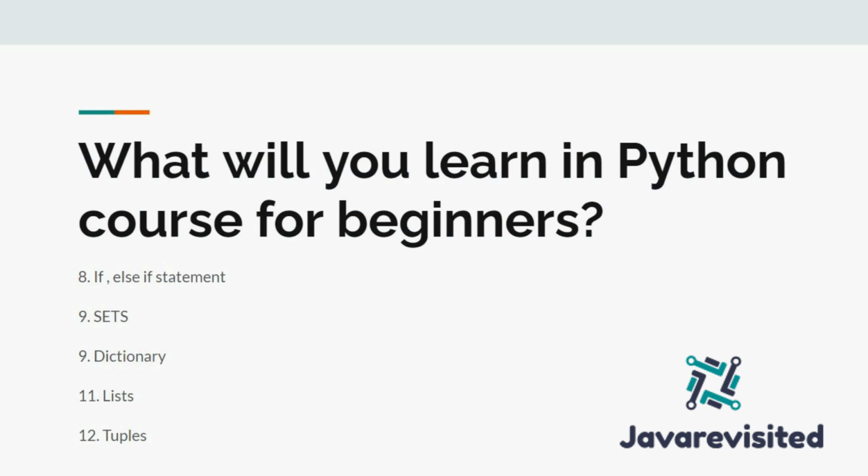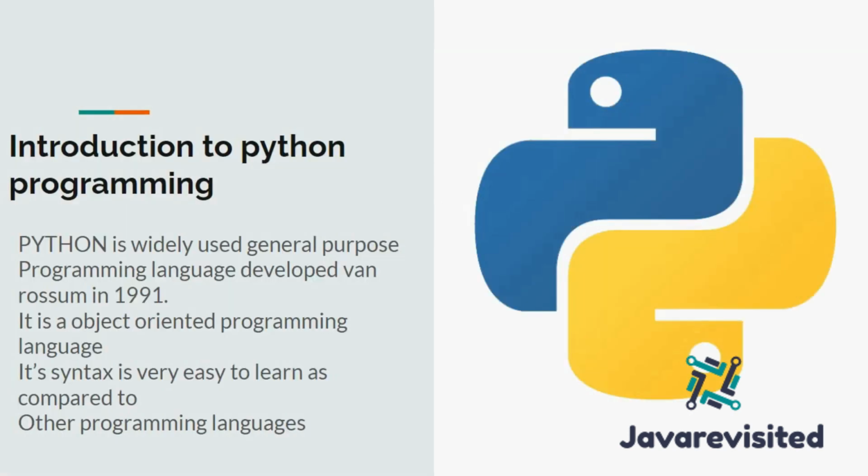So these are the basic things that every beginner has to know about Python. So if you want to become a Python developer, you should know about these things. So these are the most important things as a Python developer.